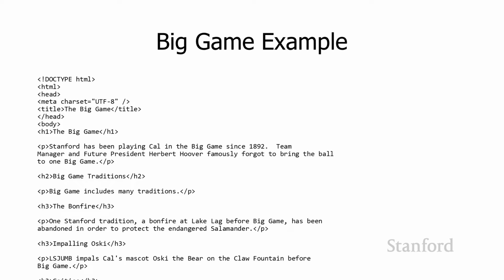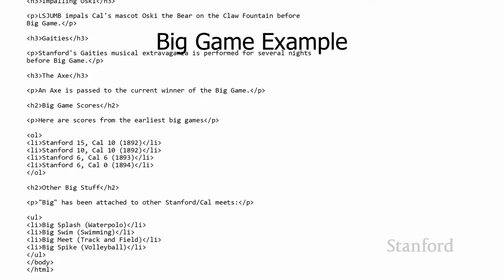So this is a big game example about the big game between Stanford and Cal. And what we're seeing here is the top of the file. You can see we've got our H1s, we've got our H2s, we've got a bunch of paragraphs. And then if we were to continue scrolling down, down at the bottom, and this is important because I do use this for part of the example, you can see there's an ordered list with a bunch of list items showing the scores from earlier big games.